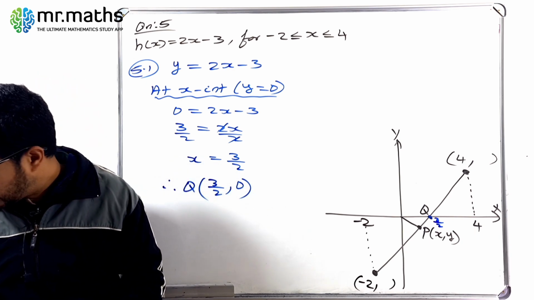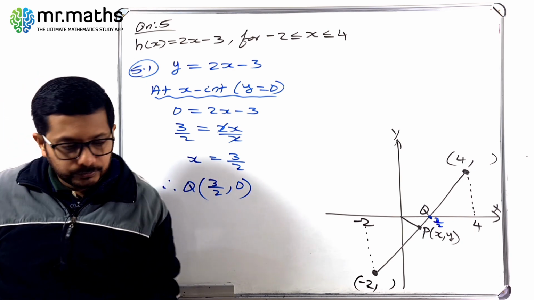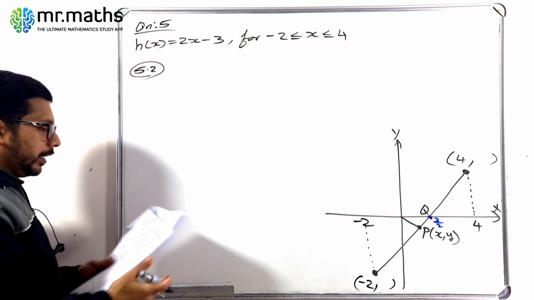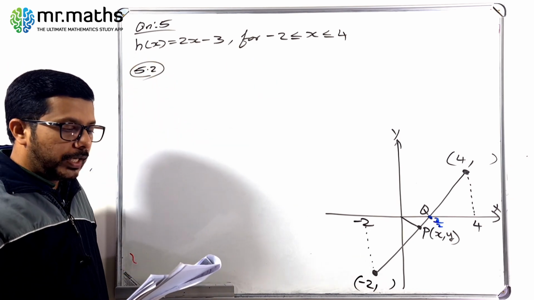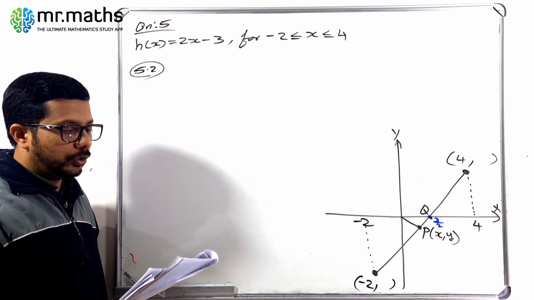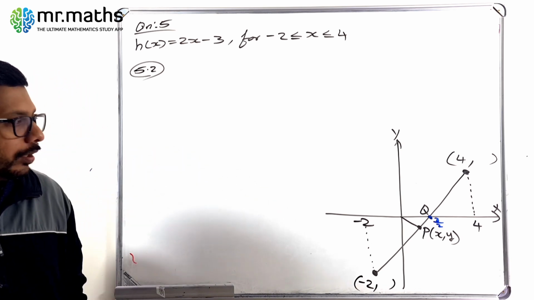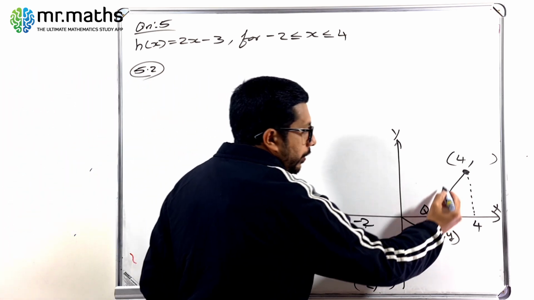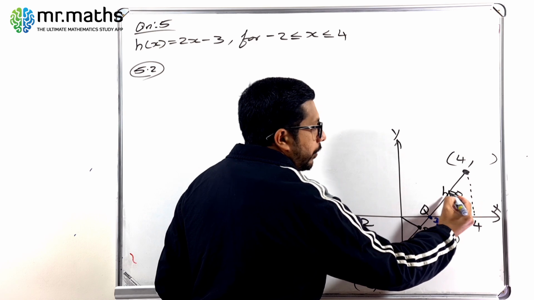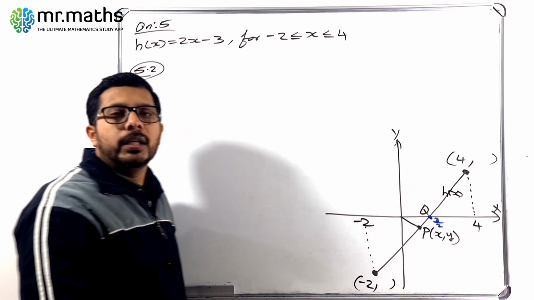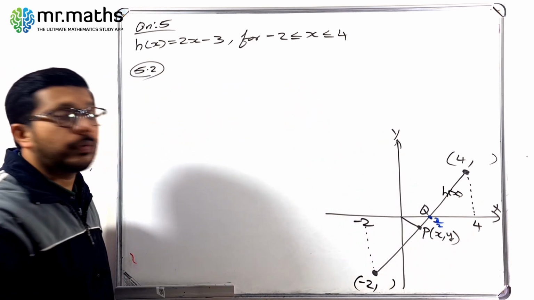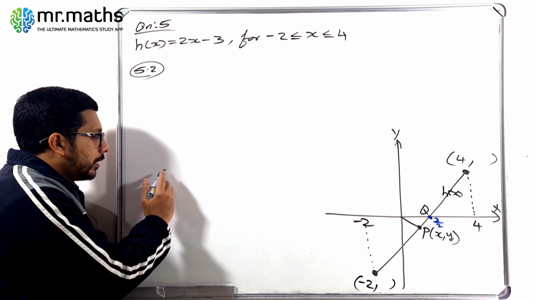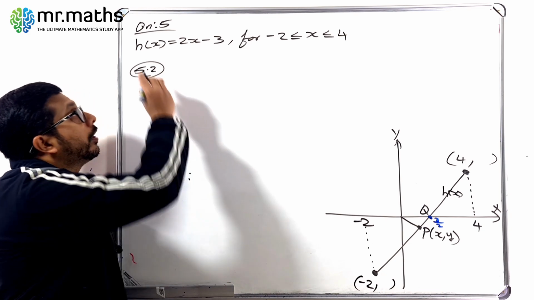Now let's go to question number 5.2. What is that one? Write down the domain of H inverse. You have to find the domain of H inverse. Don't forget that this graph is the H of x graph, am I right? This is our H of x graph. And here in this graph H of x, what is the domain? Leave that question 5.2 for now. What is the domain of this H of x graph, the given graph?